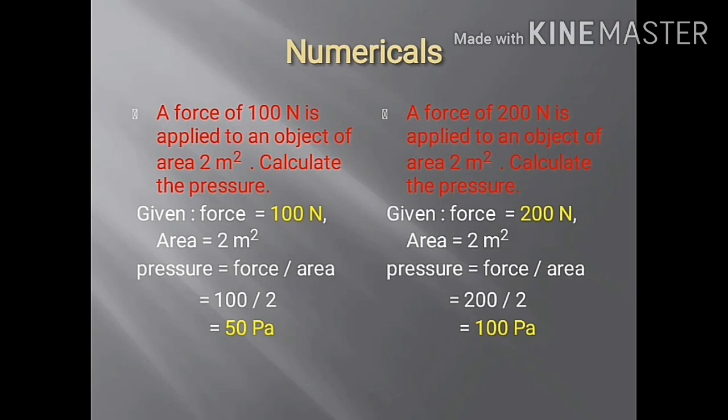Similarly, you can solve another sum on your own, where force is given to be as 200 Newton, which is applied on an area of 2 meters square. Can you do on your own, children? Yes. So what is the answer you get here? It is 200 by 2, which is 100 Pascal of pressure.